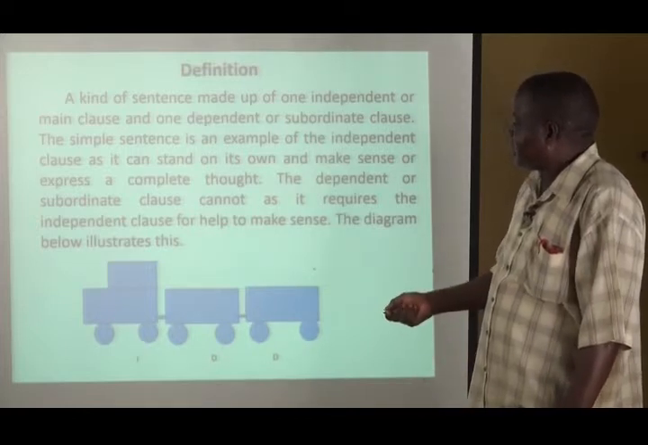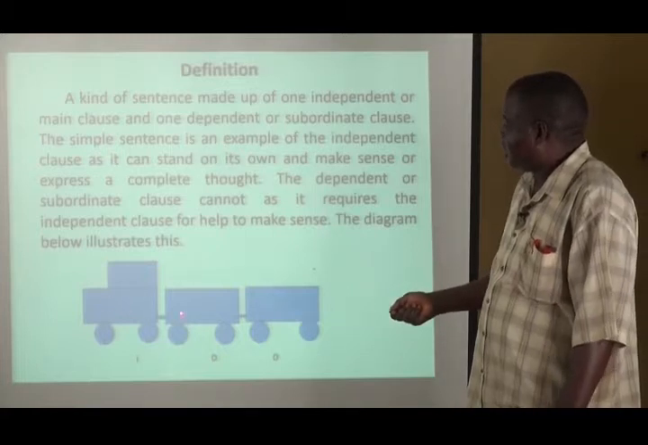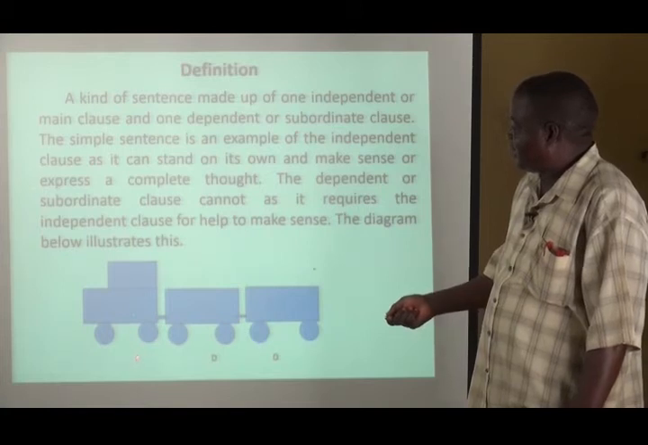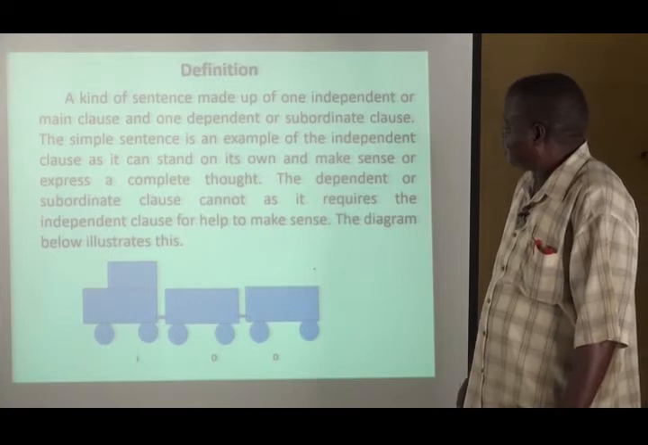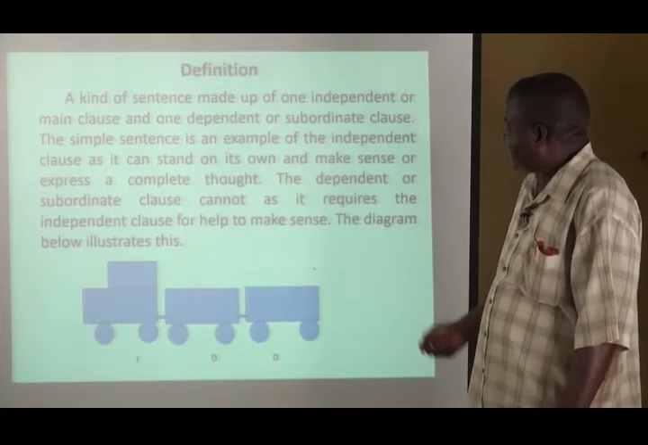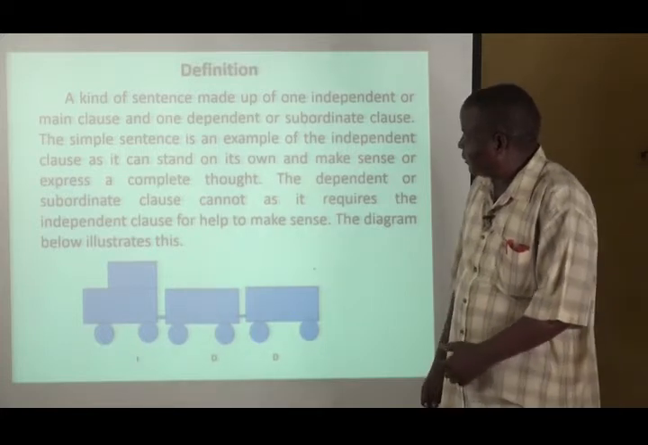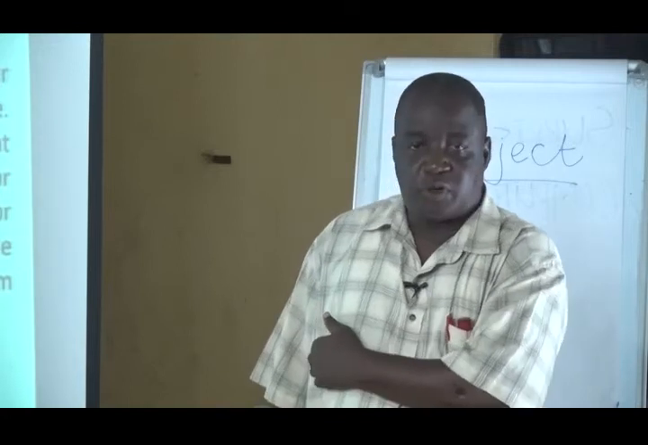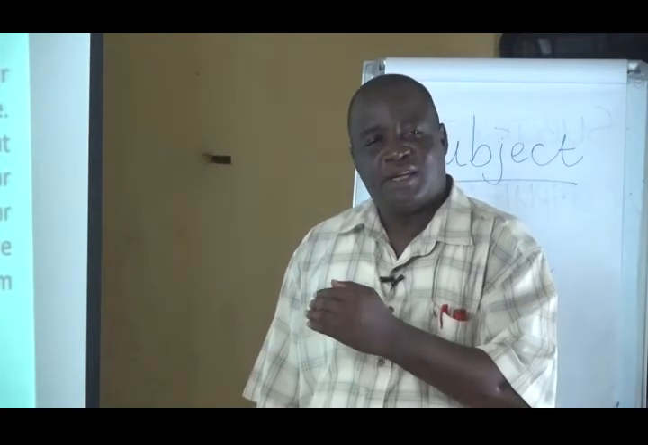Now if you look at the diagram, we have the head of the train here and two coaches. Under it we have the capital I there, representing the independent clause, and then DD for the other two, the coaches, which means that without the head of the train, the body will not move. So without the independent clause, the dependent clause does not make sense.